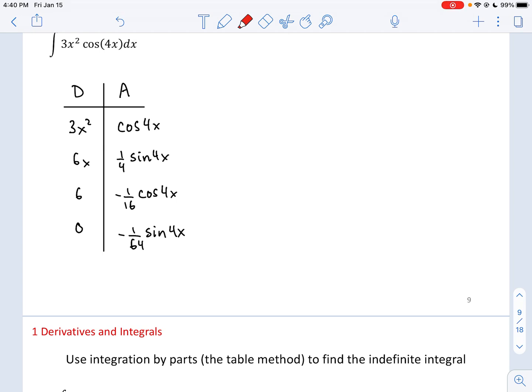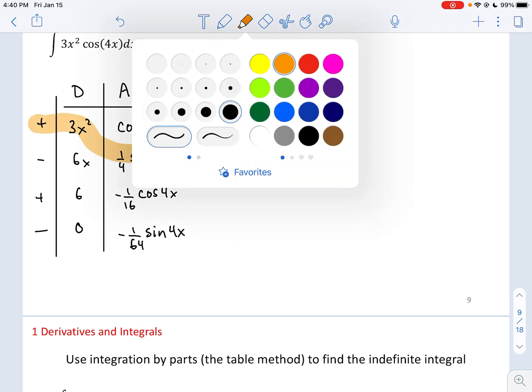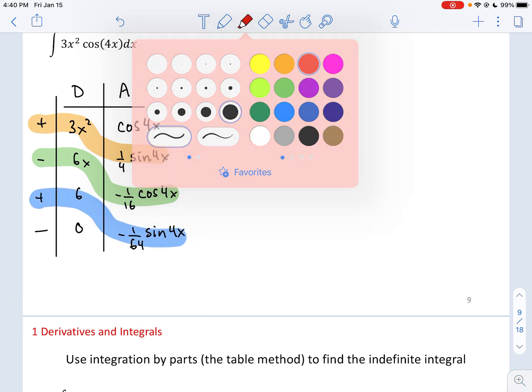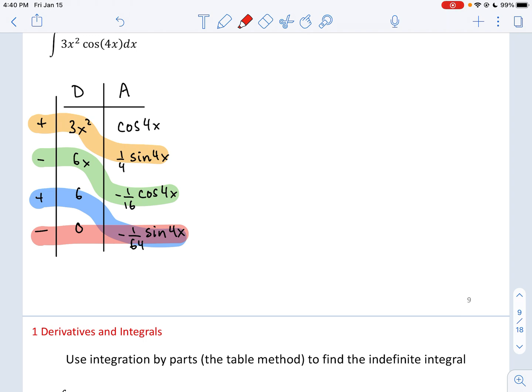Now I do the extra column over here with the pluses and minuses. The plus, minus, plus, minus. Always start with plus. And now we do our alignments. So we do this product, then we do this product, and we do another diagonal product, and then we finish with a horizontal product.